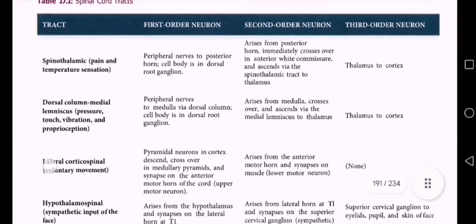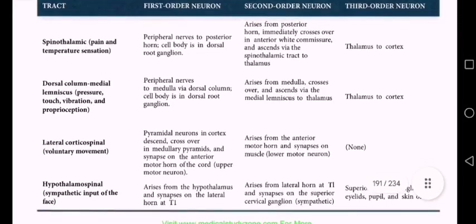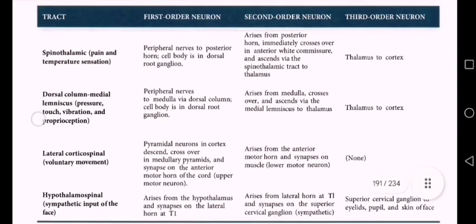Here we have some tracts. Spinothalamic: pain and temperature sensation. It's the name of a spinal cord tract. Dorsal column, medial lemniscus: pressure, touch, vibration, and proprioception. This is what it does. Lateral corticospinal: it deals with voluntary movements. Hypothalamospinal: sympathetic input of the face.